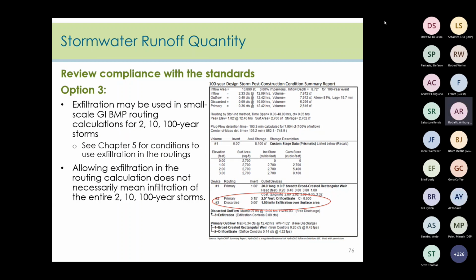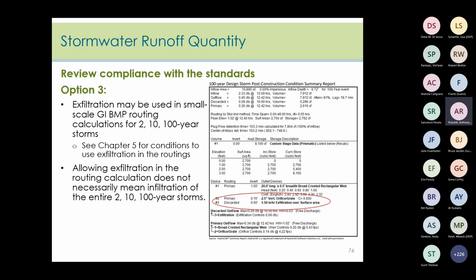On this printout, it shows exfiltration is included in the routing calculation and is denoted as discarded runoff. Note that this BMP design does not infiltrate the entire 100-year storm into the subsoil. As you can see on the slide, primary means the discharge from the 100-year storm through an outlet structure, such as an orifice or weir.